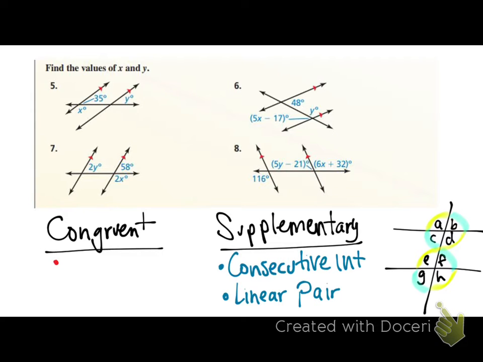So which ones are congruent? Corresponding. An example of corresponding in our picture was A and E. They're in the same place. They are the same measure. What is another that will be congruent? Alternate exterior and interior, if you want to just write them both down.